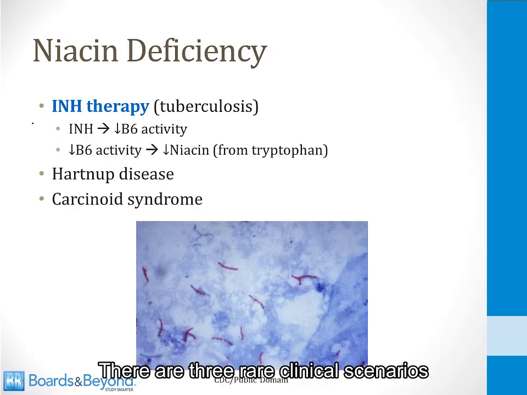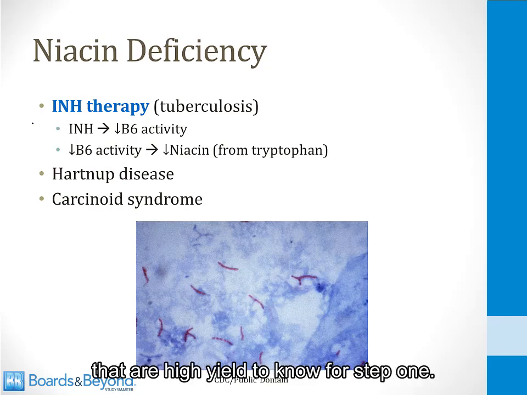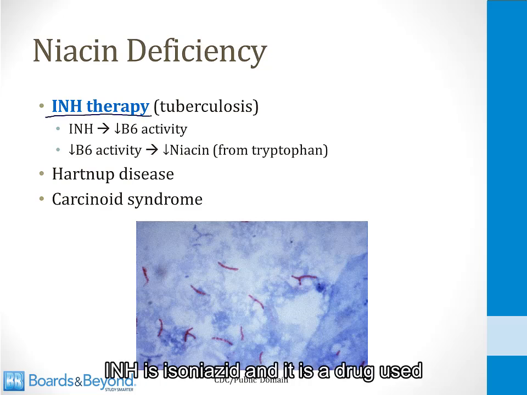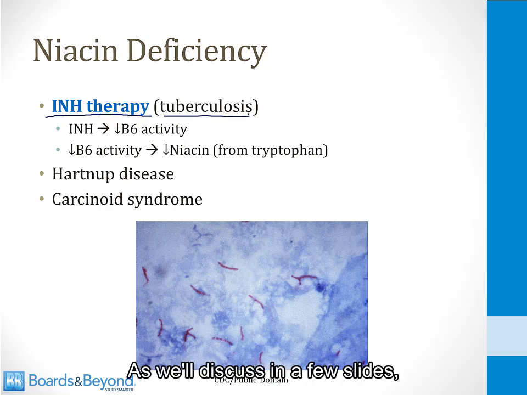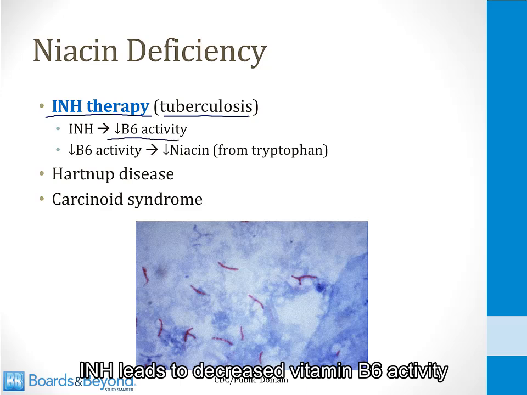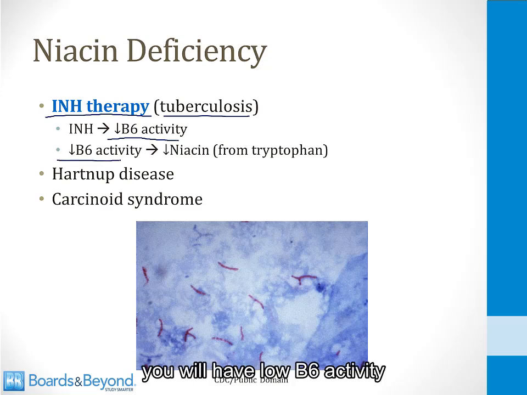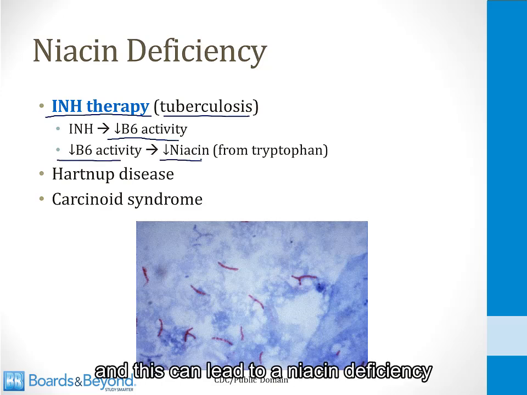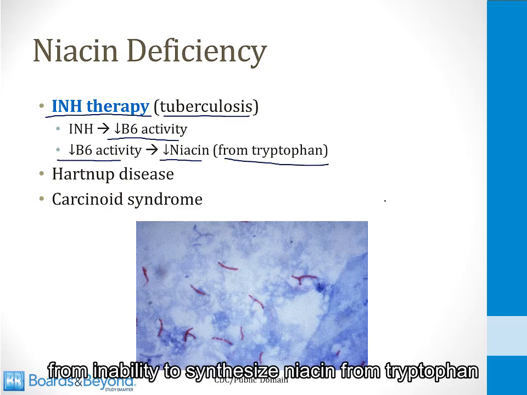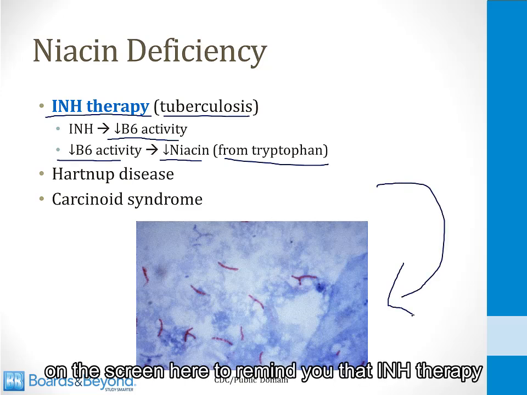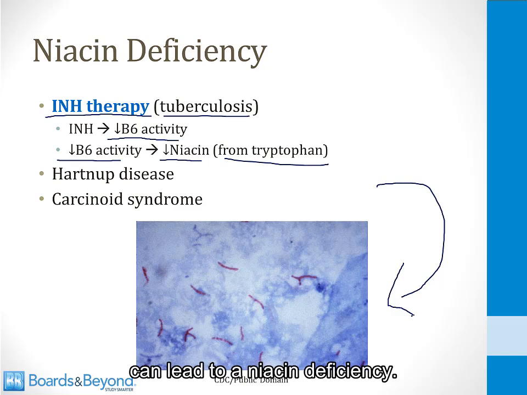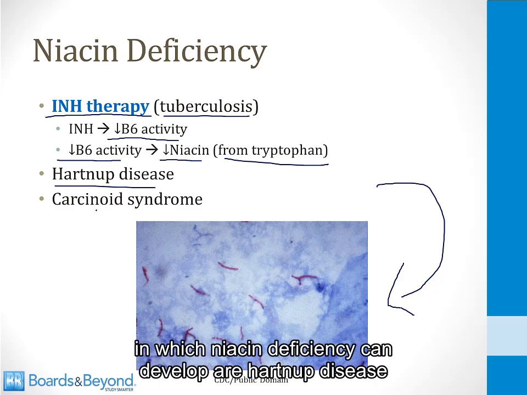There are three rare clinical scenarios in which niacin deficiency can develop that are high yield to know for step one. The first one is INH therapy. INH is isoniazid, and it is a drug used to treat tuberculosis infections. As we'll discuss in a few slides, INH leads to decreased vitamin B6 activity, and like I told you before, you need vitamin B6 to synthesize niacin from tryptophan. So if you are taking INH, you will have low B6 activity, and this can lead to a niacin deficiency from inability to synthesize niacin from tryptophan. And this is a picture of some mycobacteria on the screen here to remind you that INH therapy can lead to a niacin deficiency.